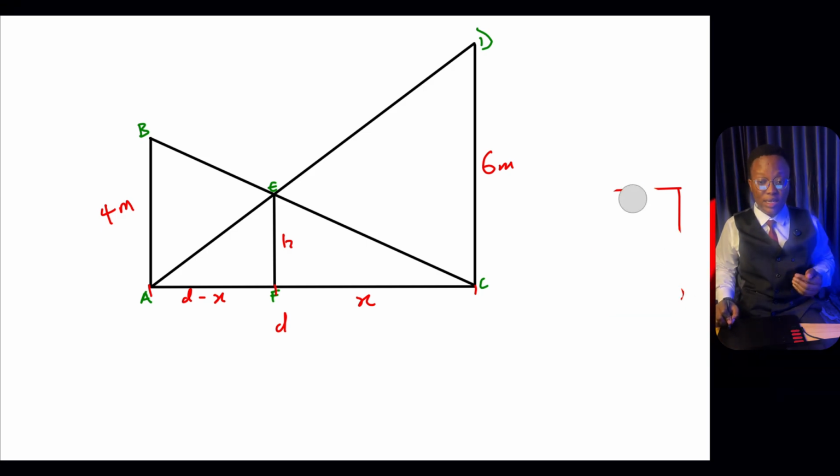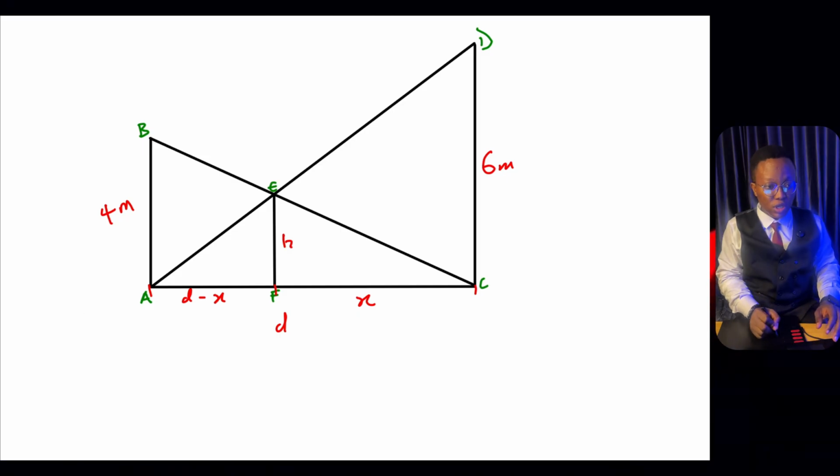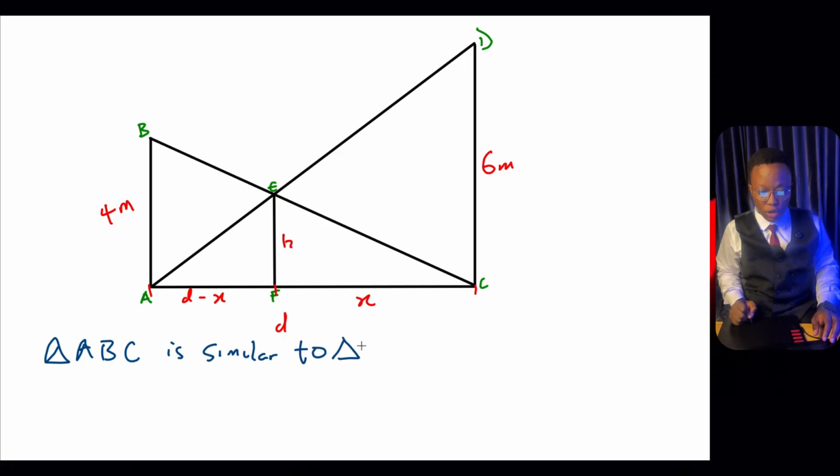So, as I said earlier, this is a classic case of similar triangles, and we have similar triangles here. What are the similar triangles we have here? We have two similar triangles. Triangle ABC is similar to triangle EFC, because they have common angles. If this angle is 90, this angle is 90, and they share the angle at C, that means this angle here and this angle here must be the same.